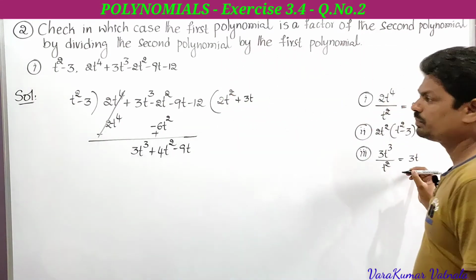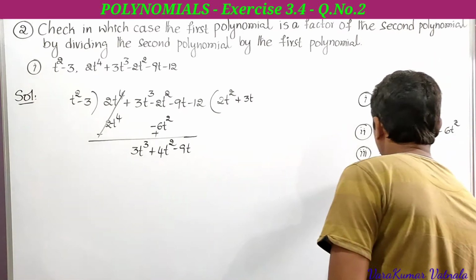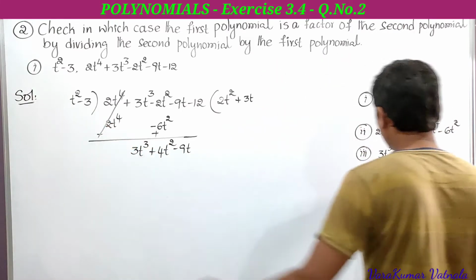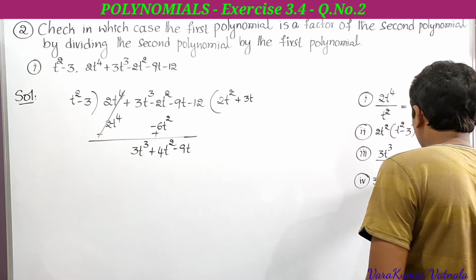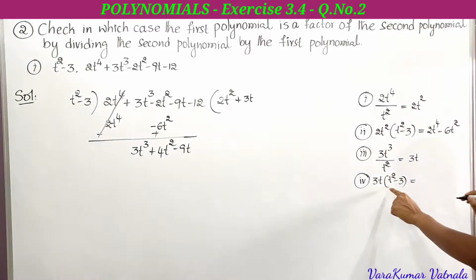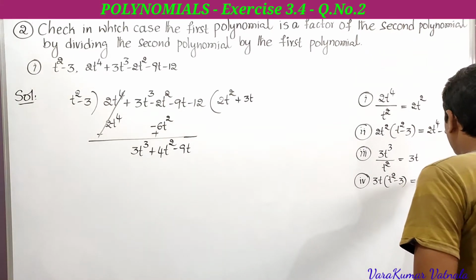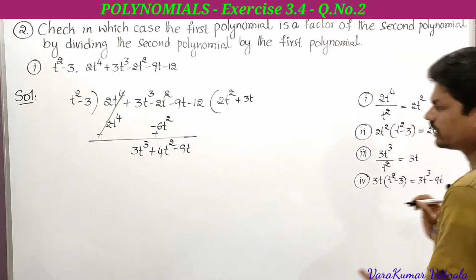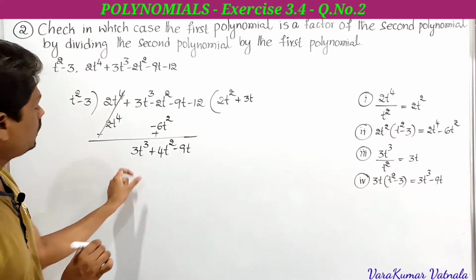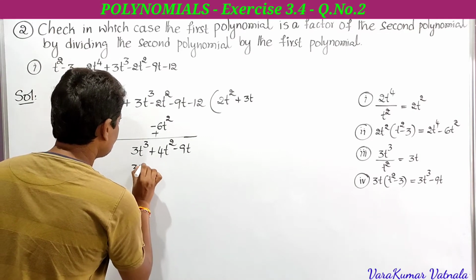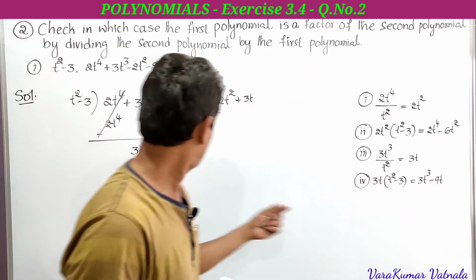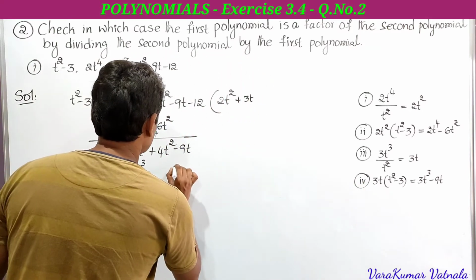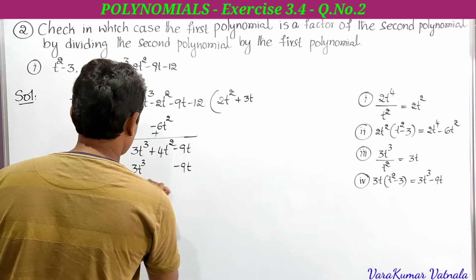In the next step, multiply the divisor with 3t. So we get 3t into t square minus 3. 3t into t square, we get 3t cube. 3t into minus 3, we get minus 9t. Now we have to write 3t cube below the t cube term. So write 3t cube. Here there is no t square term, so leave the t square term blank. Next minus 90 is there. So write minus 90. Now subtract these two.